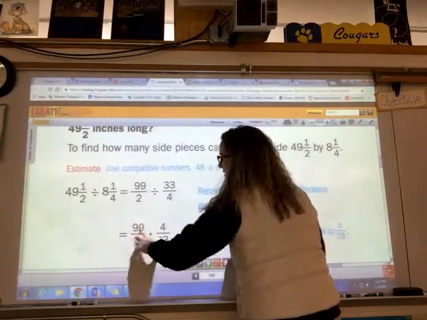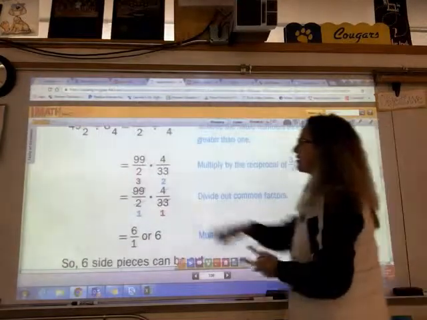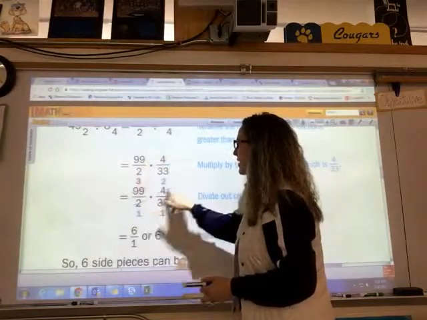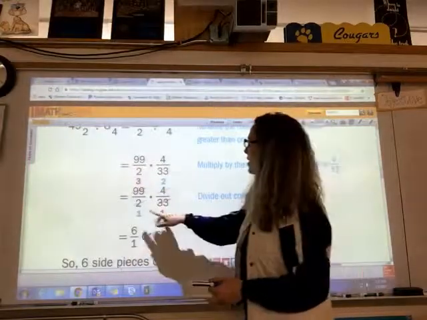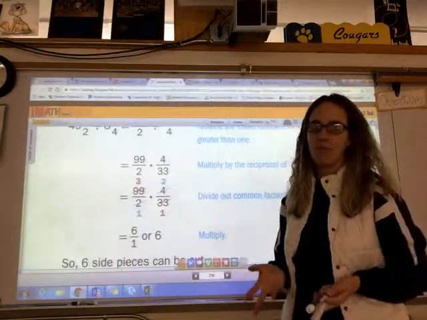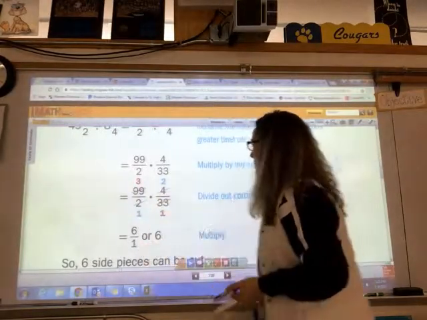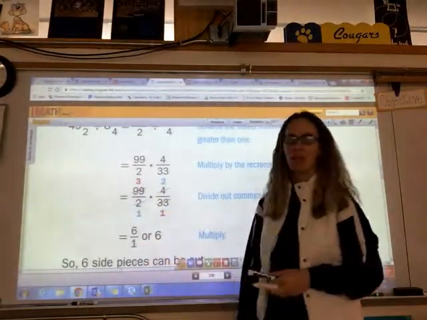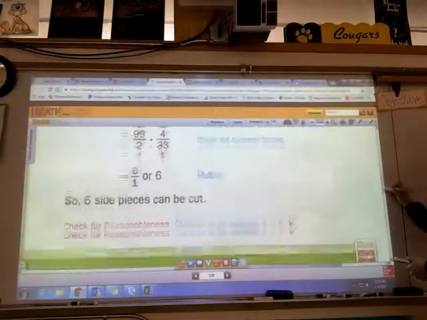Check to see if we can reduce, and we can in both spots. So you can see in your book, they're taking 2 and 4 and dividing both of them by 2. 33 and 99, dividing both of them by 33. So now we're working with much smaller numbers, which makes it a lot easier. 3 times 2 gives you 6, 1 times 1 is 1. So basically, how many side pieces can we cut out? We can cut out 6 side pieces.